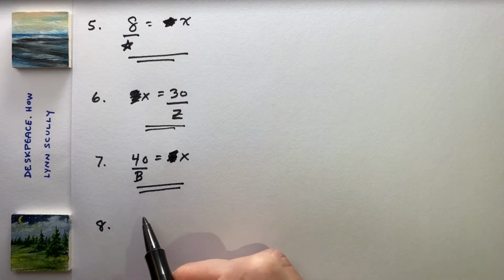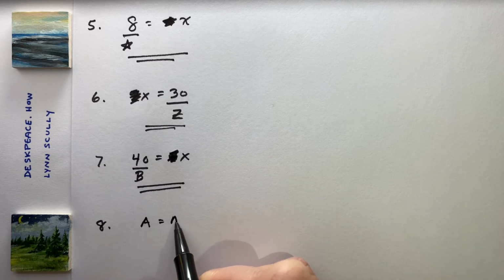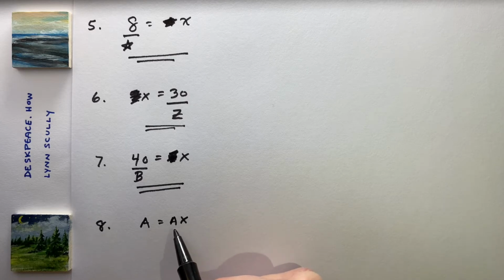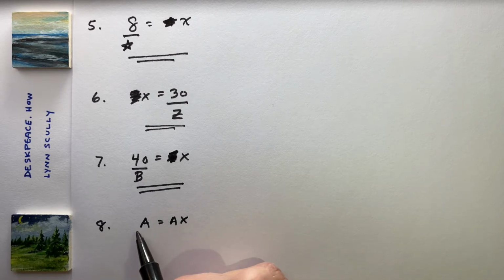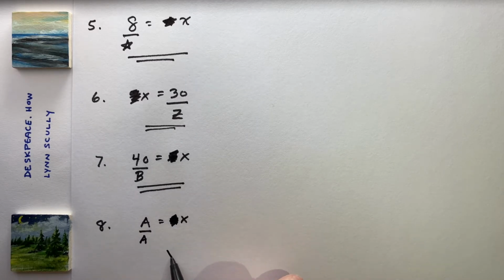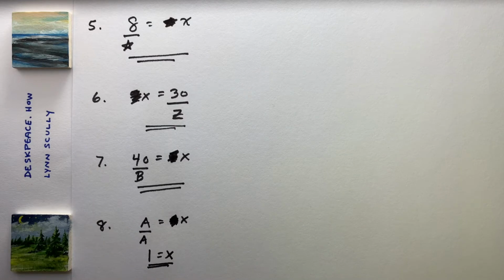Number 8: a equals ax. Here's my unknown. It's got an a attached by multiplication. I'll move it by division to the other side of the equal sign. And I'm getting x equals, I can reduce this. A over a, they're the same thing, it's equal to 1. That one was reducible because the a went away.